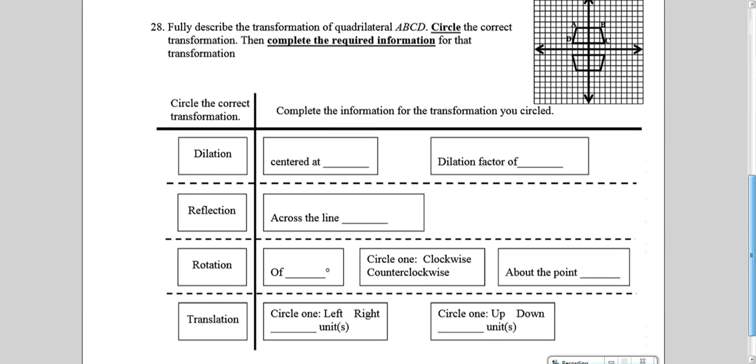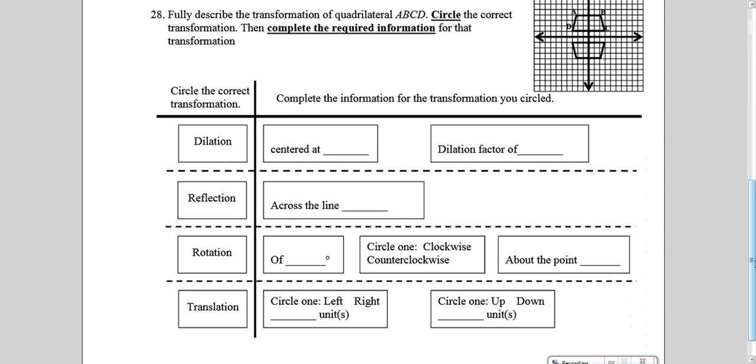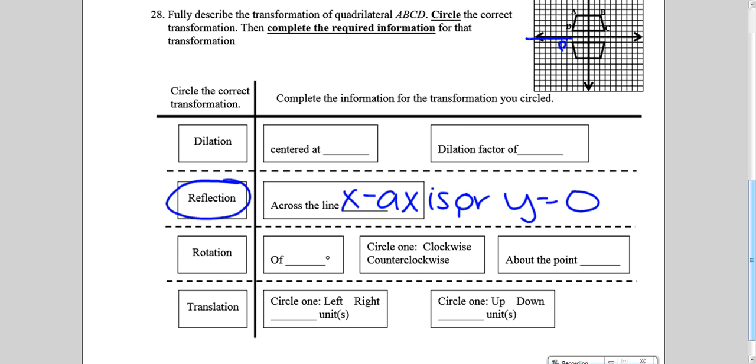All right, so I have a transformation here. I started here, I ended up here. Well, that would be a reflection because my orientation changed. And that would be across the x-axis, or you could write it as y equals 0, because if you look, here's D, here's D prime, we're 2 units away, so here's that middle line.